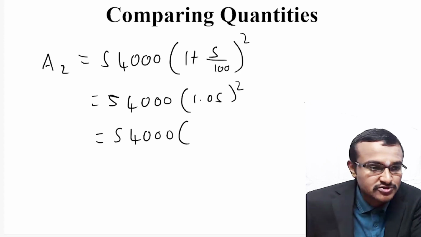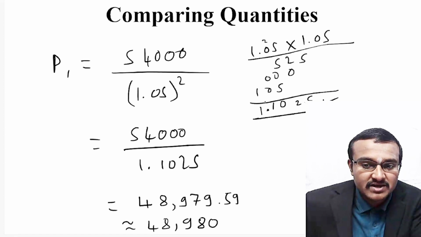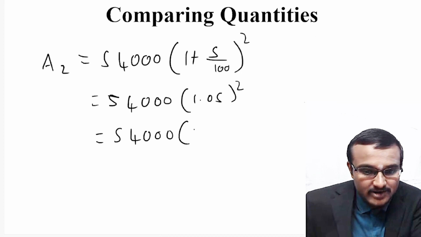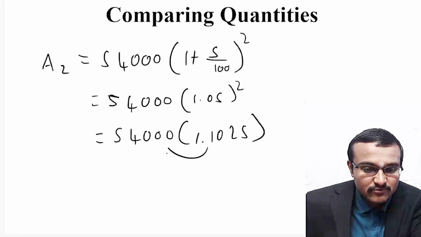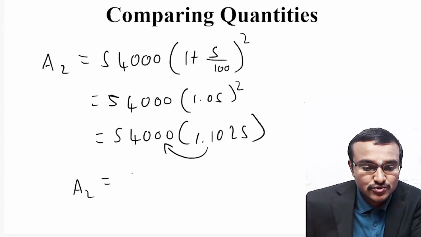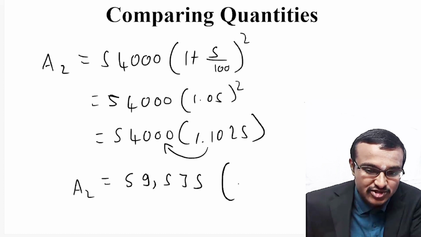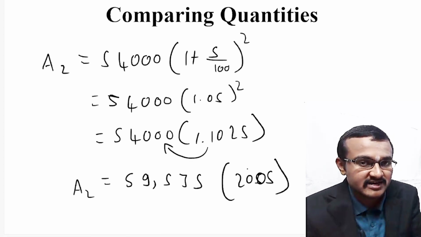1.05 whole square, we have already calculated here, is 1.1025. So when you multiply 1.1025 with 54,000, you will get 59,535. So in 2005, the population of that particular city will be 59,535.